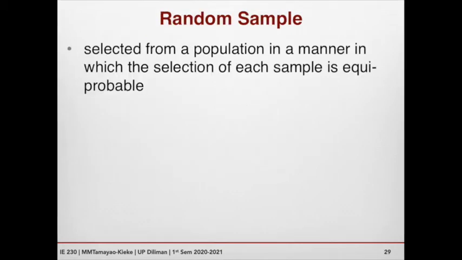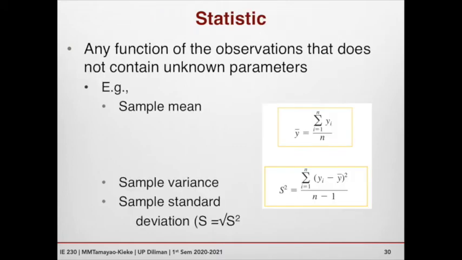A random sample is one which was selected from a population in a manner in which the selection of each sample is equiprobable. Okay? In practice, computer generation of random numbers can help in obtaining a random sample. Now, let's define a statistic. A statistic is any function of the observations that does not contain unknown parameters.